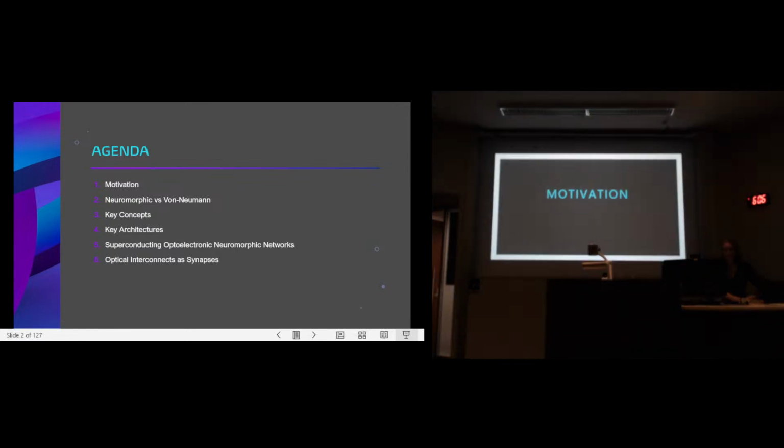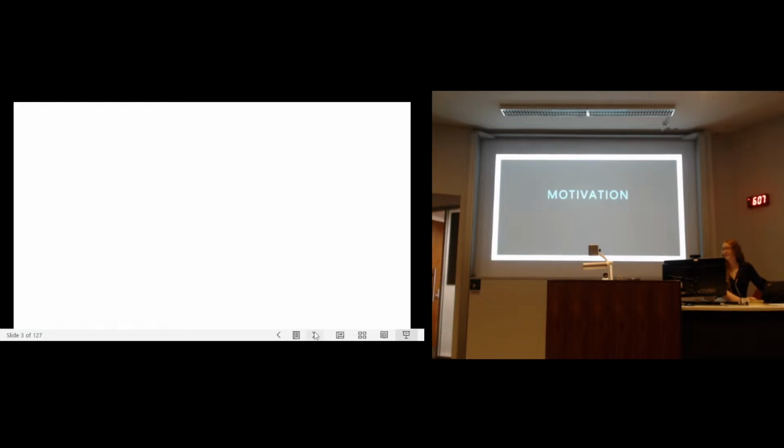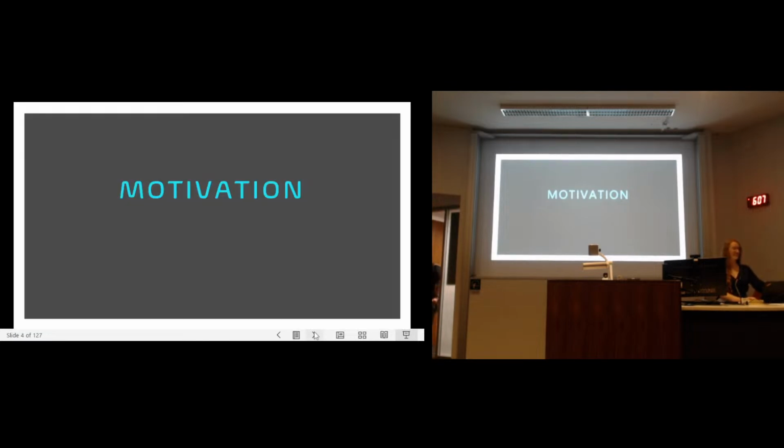If we talk about motivation, it's all about energy efficiency. That's one of the biggest reasons that we're interested in this field. So hands up if you know what ChatGPT is. Everyone knows what it is, right? It's an AI chatbot, a lot of people are using it, kind of like a search engine, but it's being very heavily used, especially in the last few years.